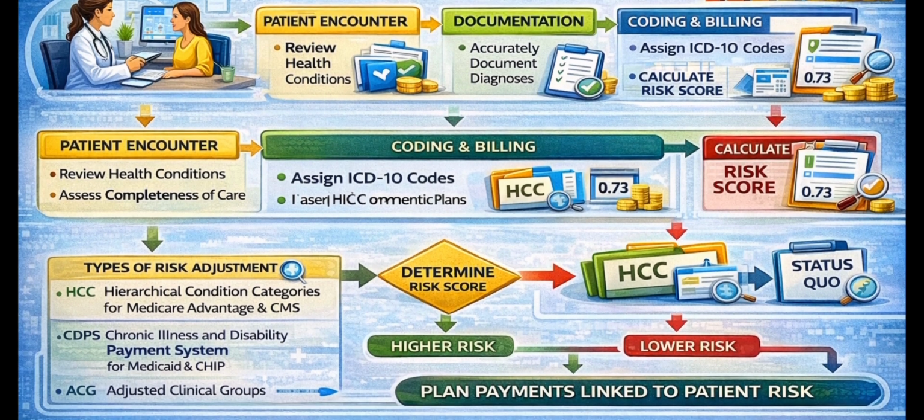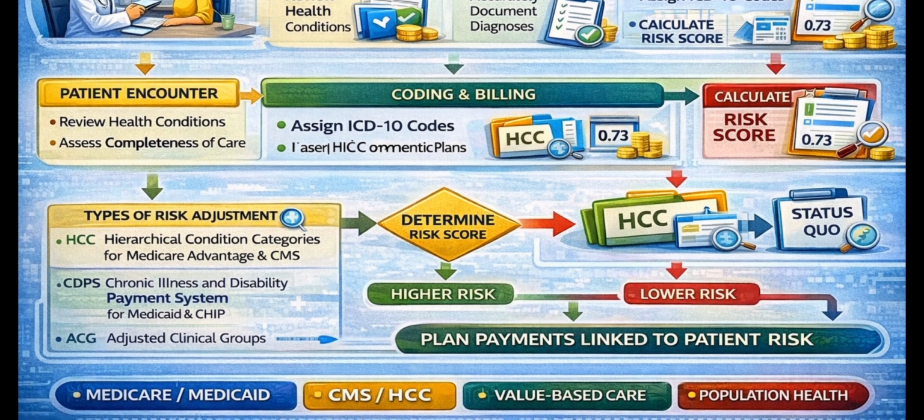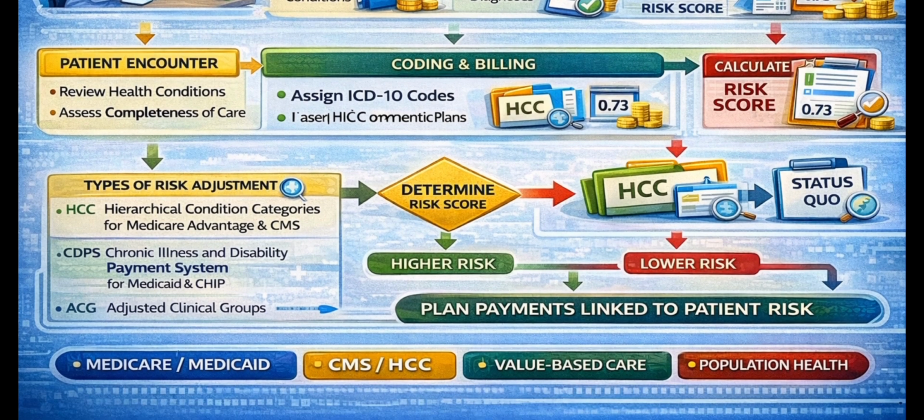So next we will talk about the types of risk adjustment. There are three types: HCC, HCPCS and ACG. HCC is the hierarchical condition category, a chronic illness and disability payment system for Medicare and CHIP. Next is ACG, adjusted clinical groups, which determine risk scores for higher and lower risk.